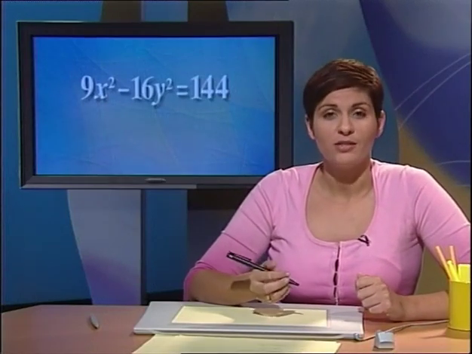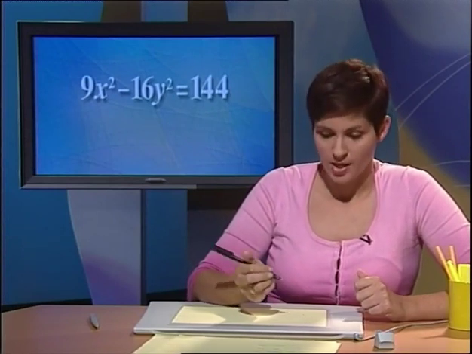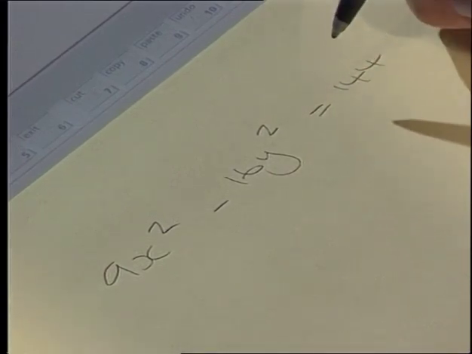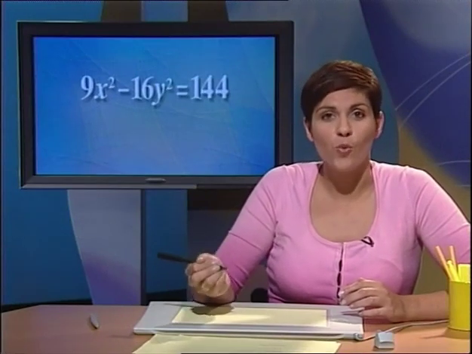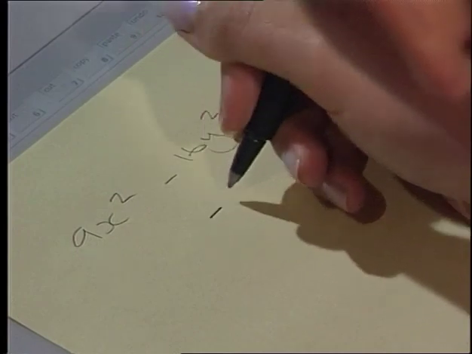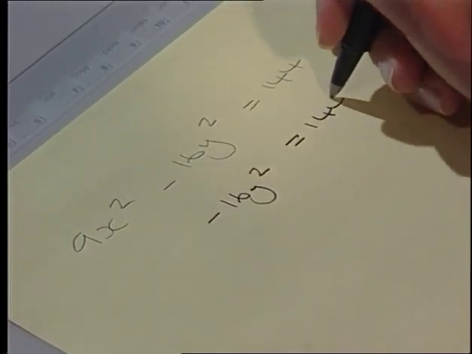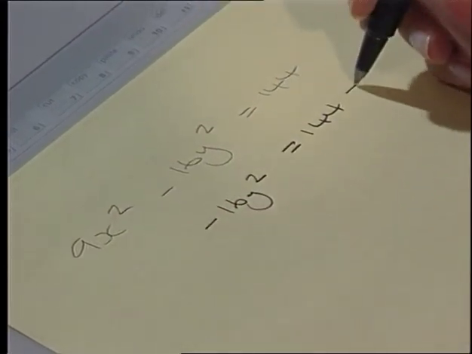Look at this equation. It's the sort of equation you might come across when studying conics. 9x squared minus 16y squared is equal to 144. The task is to make y the subject of the equation and solve for y. So I have minus 16y squared is equal to 144, bringing the 9x squared over to the other side becomes minus 9x squared.